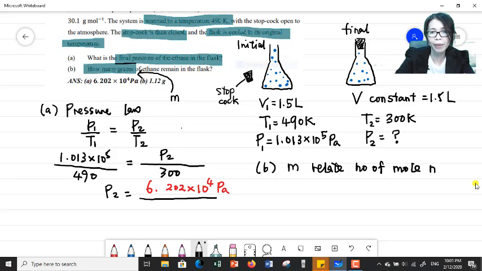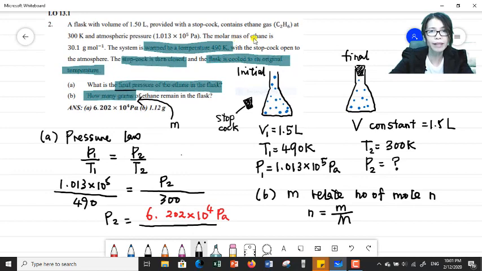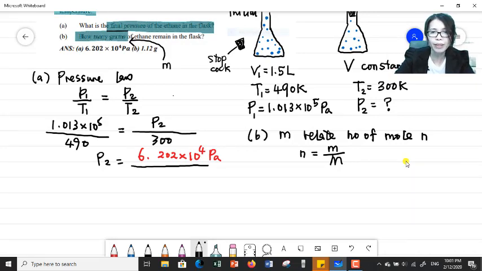n, where we know that the number of moles is mass over molar mass. We are given the molar mass of ethene gas, 30.1 gram per mole. So we might use the ideal gas equation, PV equal to nRT, and refer to the final conditions.